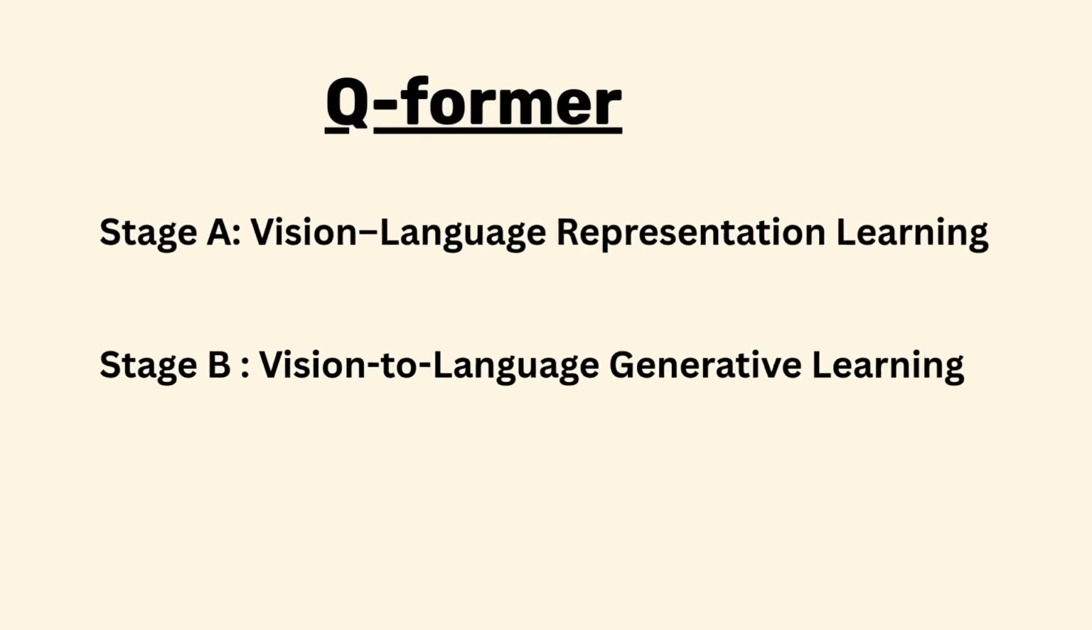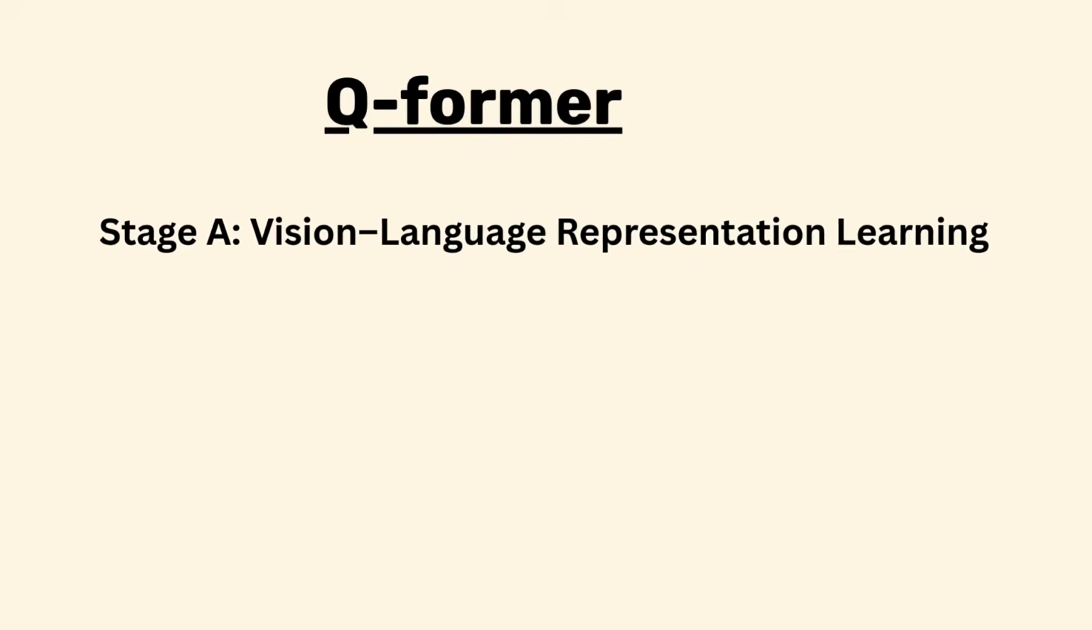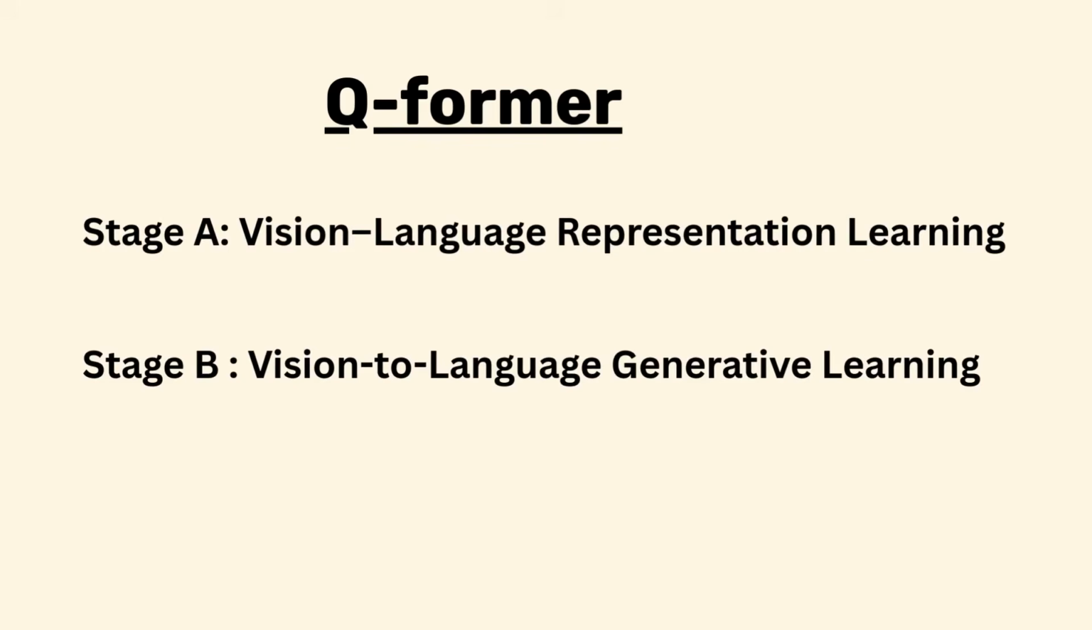Now we're going to look at the Q-Former and discuss the training strategies. The Q-Former, known as the Querying Transformer, is a trainable model which bridges the gap between the frozen image encoder and the frozen LLM. It is pre-trained with a two-stage training strategy. First is the vision-to-language representation learning, while the second is the vision-to-language generative learning. So we're going to discuss each of these.